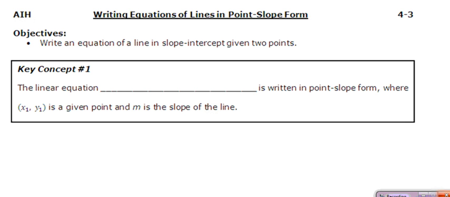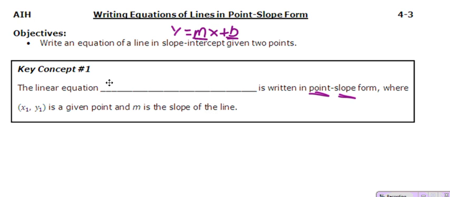Okay, so today we're looking at writing equations of lines in point-slope form. We've already learned slope-intercept form, right? It's y equals mx plus b. We use slope-intercept when we're given a slope and a y-intercept. Now, point-slope form is a little bit different. We use point-slope form when we're given a point and a slope, hence point-slope form.